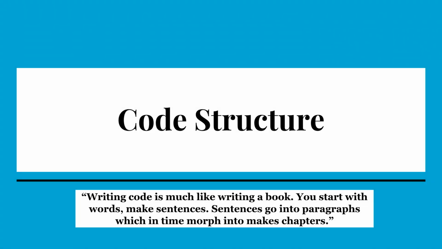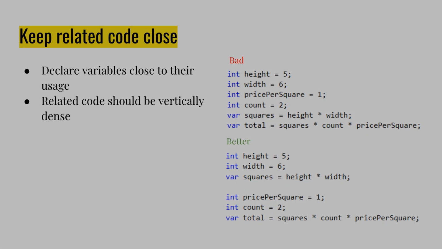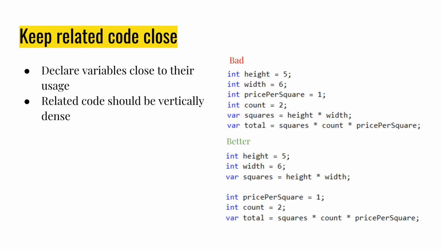And now let's talk about code structure. So here is a nice quote. Writing code is much like writing a book. You start with words, make sentences. Sentences go into paragraphs, which in time morph into chapters. So keep related code close. Declare variables close to their usage. Related code should be vertically dense.